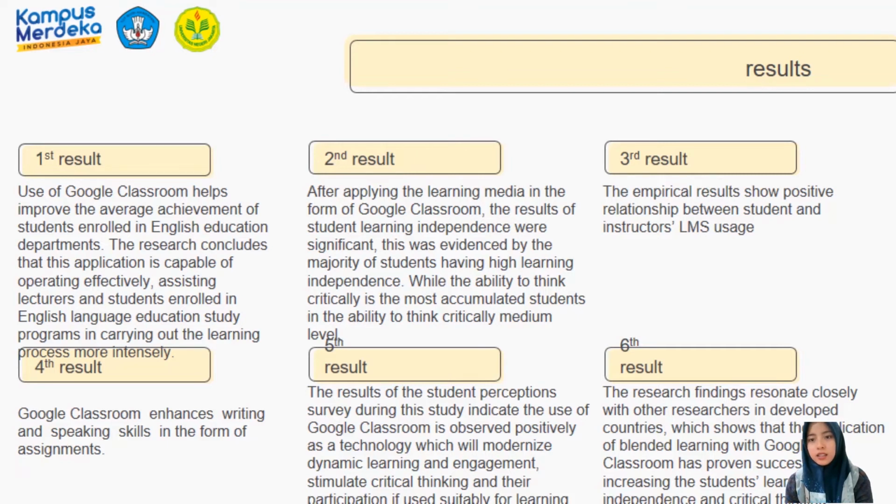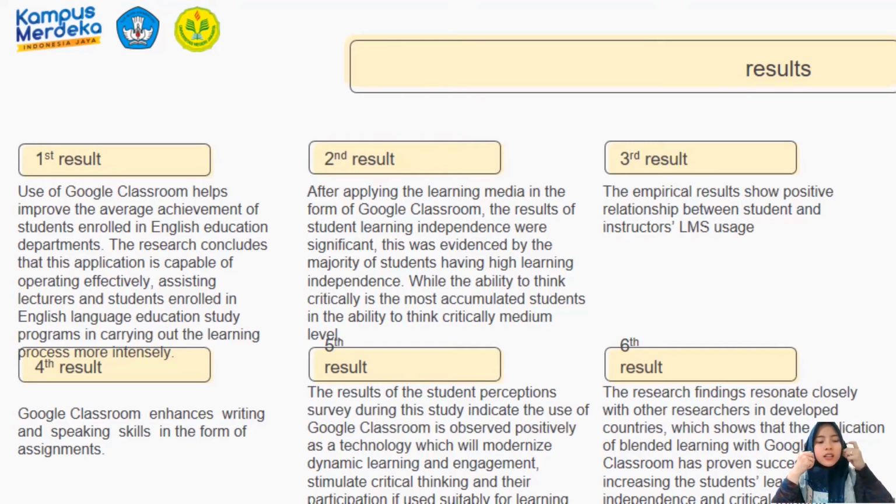And then the third one, the empirical results show a positive relationship between student and instructor LMS usage. So what is the result between students and instructors? As we know, instructors of LMS like teachers, lecturers in a course have a good or positive relationship. So Google Classroom is good for learning English also.